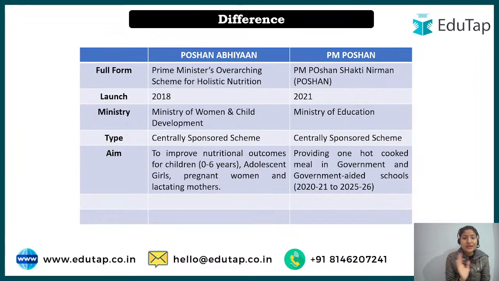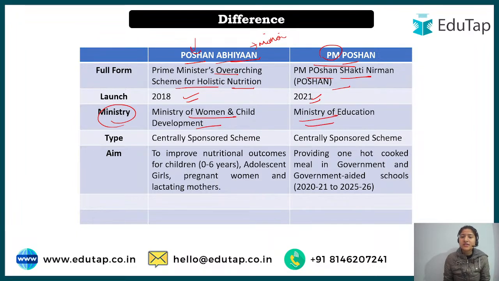Now let's look at the clear-cut difference between the two. Again, how to remember Poshan Mission or Poshan Abhiyaan or PM Poshan. Abhiyan is Mission in English, so do not get confused if in some cases you study Poshan Mission, because that's the same as Poshan Abhiyan only. Mission 2.0 is something else. Mission 2.0 is the umbrella scheme and Poshan Abhiyan is a part of it. Full form is Prime Minister Overarching Scheme for Holistic Nutrition, while in case of PM Poshan it is Poshan Shakti Nirman. Launch year we have studied 2018 for this case and PM Poshan is 2021. Ministry is Ministry of Women and Child Development in case of Poshan Abhiyan, while it is Ministry of Education in case of PM Poshan. I hope by now it is clear.